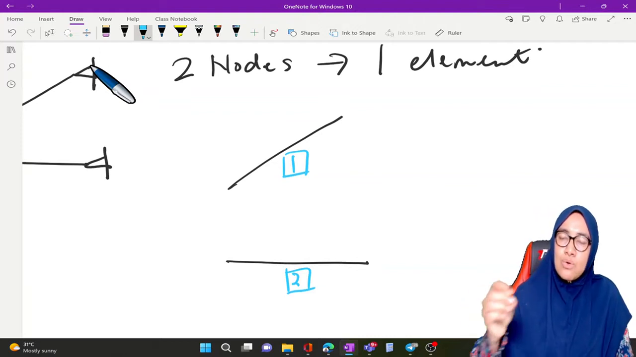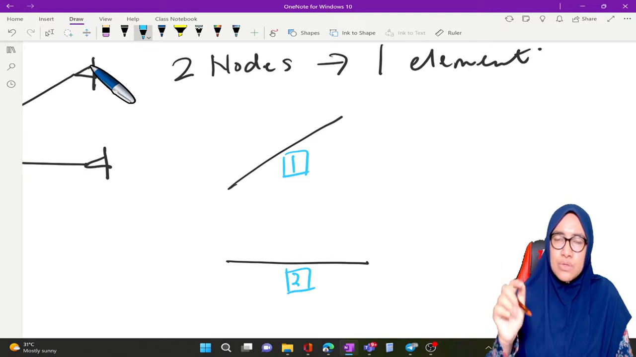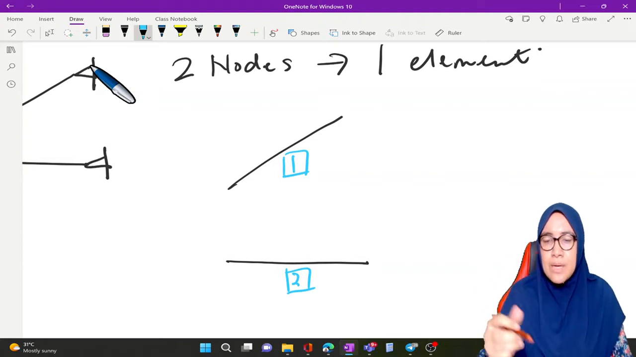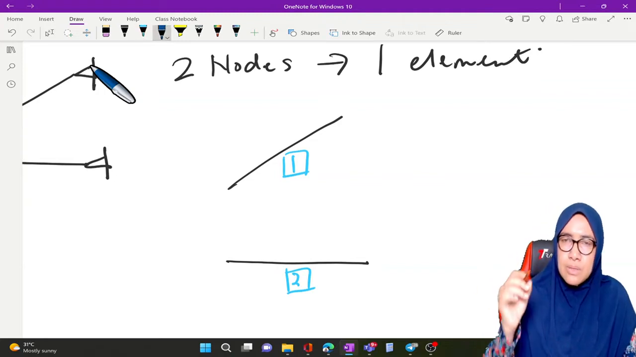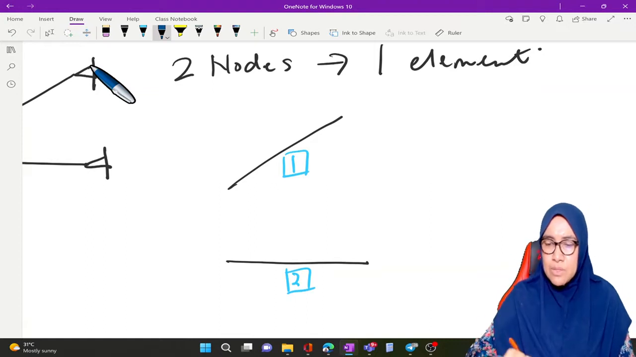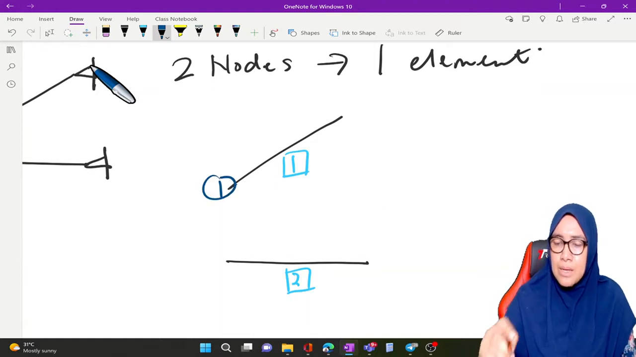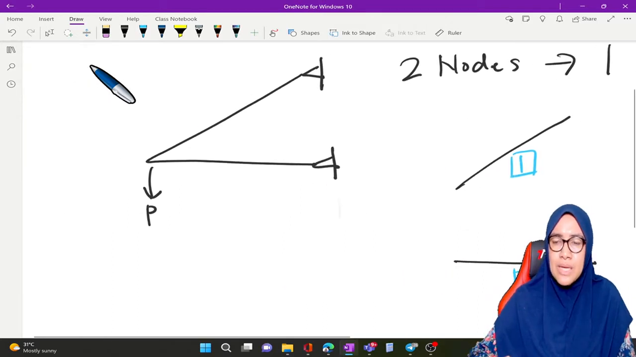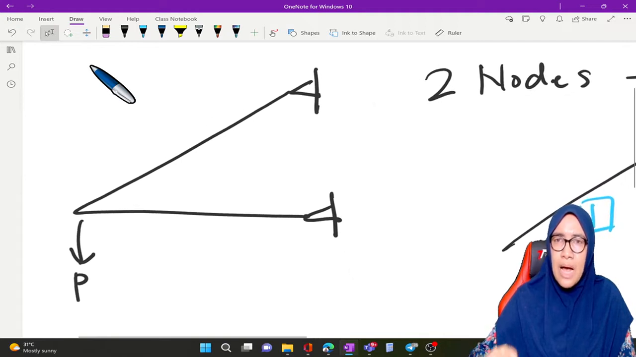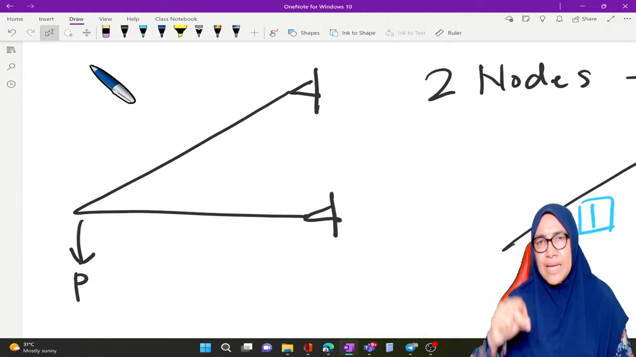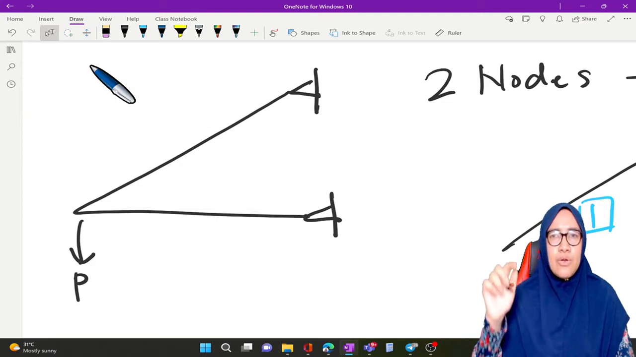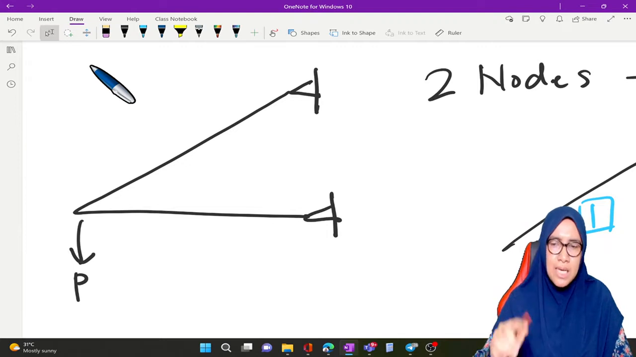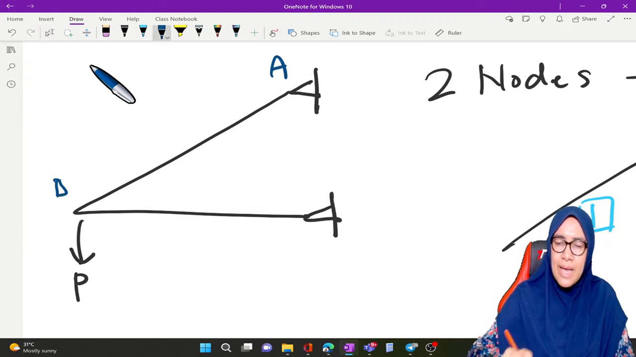One element consists of two nodes. To get one element, we must have two nodes. When we combine two nodes, we get one element. Normally we don't label the nodes with the element numbers. How many joints do we have in this truss? Normally we label them as A, B, and C.